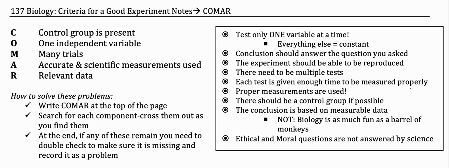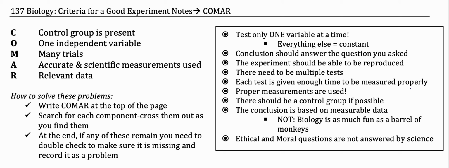All right. So the C stands for control group. So do you have a group of individuals, living things, whatnot, that does not have the independent variable added? Because we can only test one variable at a time. Everything else must be constant. So if you're testing multiple variables and you don't have a control group, it's going to be a problem.